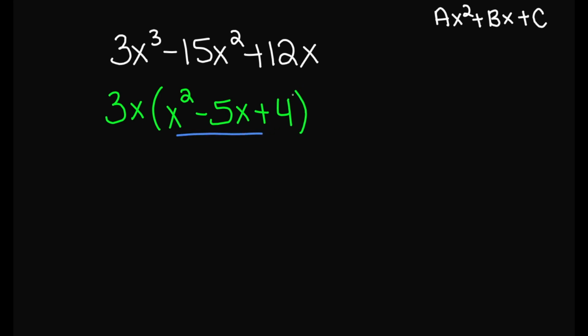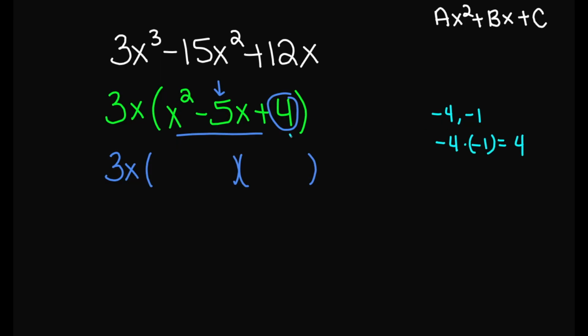I need two numbers that when you multiply give me a +4, and those same two numbers, when you add or subtract, need to give me a -5. So we have our 3x already, and those two numbers are going to be -4 and -1. So if I multiply -4 times -1, this is going to give you a +4, which is what we have here. Next, if I do -4 plus -1, this is going to give you -4 minus 1, and this is going to give you a -5, which is what we have here. So the numbers that we can use to give us the product and the sum are -4 and -1.